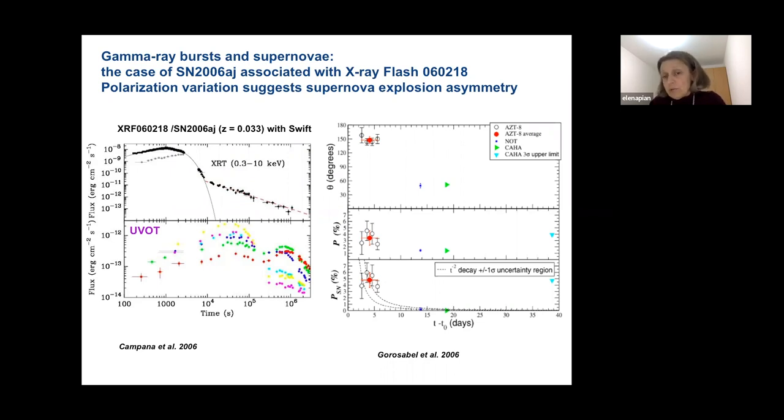So rotation is expected to imprint some sort of directionality in the explosion, particularly if the supernova is associated with a gamma ray burst, where we know for sure that there is a preferential direction, which is the direction of the jet. So you do expect some high level of asymmetry in general in core collapse supernovae, and in particular in those associated with gamma ray bursts. So you expect to be able to measure some significant polarization.